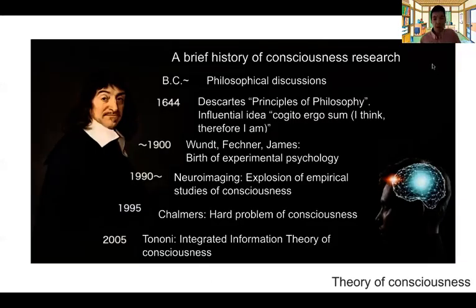So this is the slide that I gave you as a sort of brief history of consciousness research, starting from philosophical discussions and Descartes, and then some psychology fathers, Fechner and William James, and then the 1990s and so on, when neuroimaging studies started to explode, and then David Chalmers pointed out the problem of consciousness, and now today I'm going to talk about Tononi's integrated information theory of consciousness.